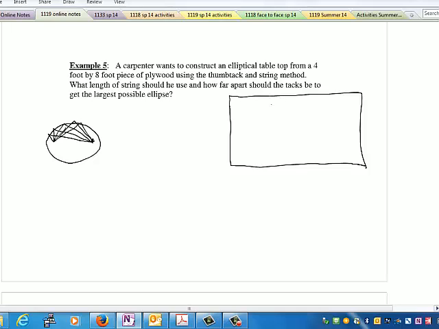So what we would want is for the minor axis to go all the way across the 4-foot side, and the major axis to go all the way across the 8-foot side, and for the center to be right in the center of the piece of plywood. So just using that much information, we can figure out, well, we would want A to be half of the 8-foot side, so 4, and we would want B, half the length of the minor axis, to be 2.